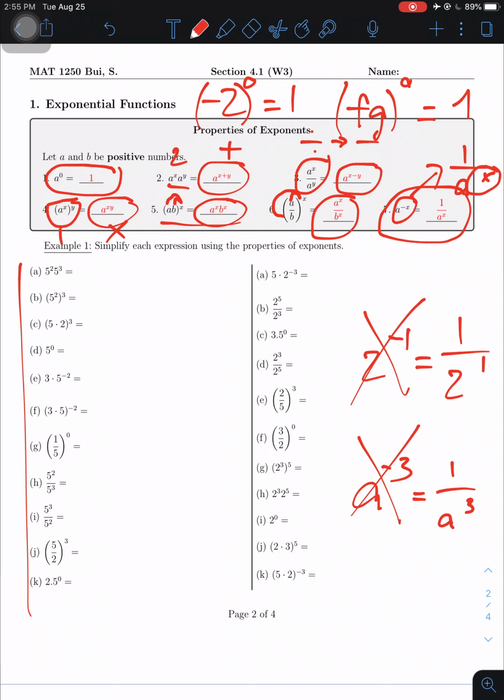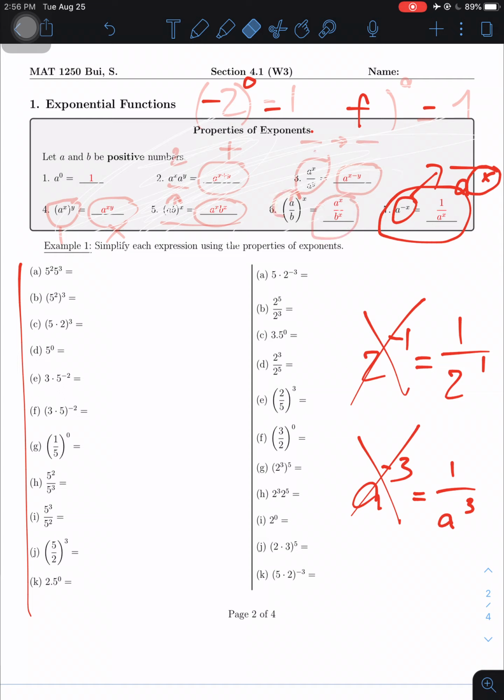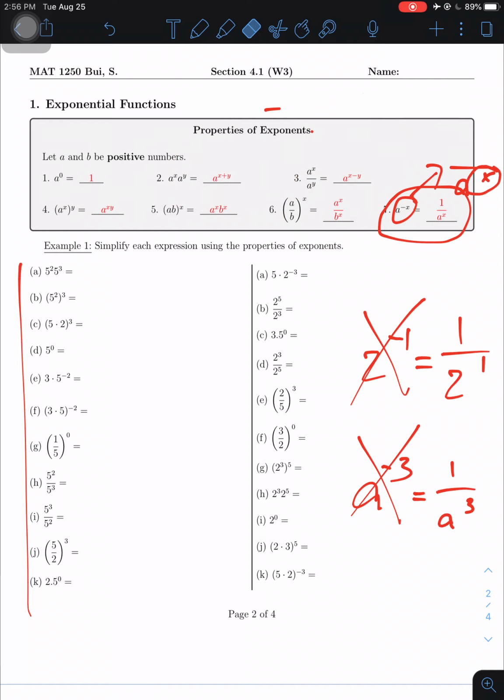For example, let's talk about example 1. Simplify each expression using the properties of exponents. So let me get rid of all the things that I wrote in here first, because I cannot see the rules in here. Okay, that's better. All right, so first one, 5 to the second power times 5 to the third power.